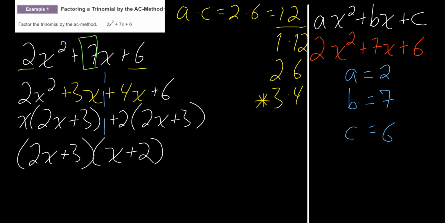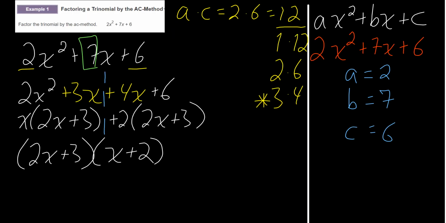Now, some of you might be thinking, okay, you put the 3 first and then the 4 second. Well, what happens if you put the 4 first and 3 second? So let's do that and rewrite it on the next page. So 2, 4, 3. We have 2x squared plus 4x plus 3x, and I think it was plus 6.